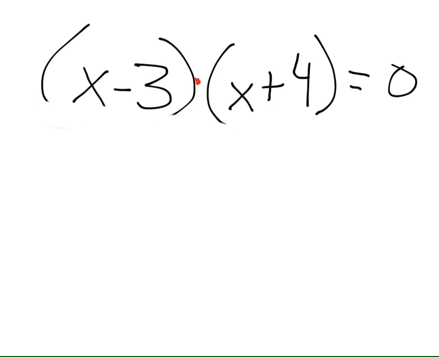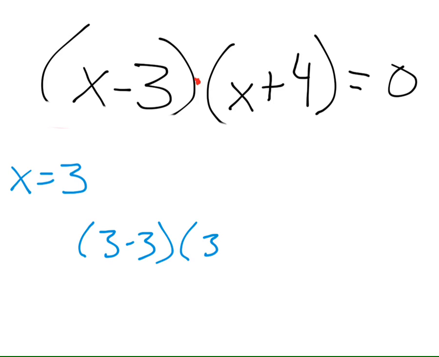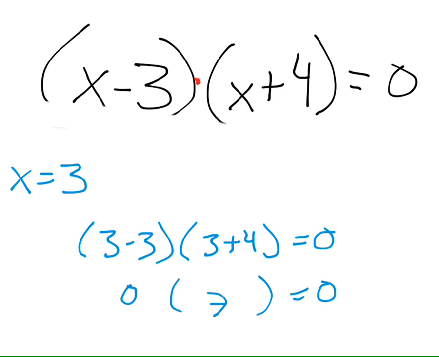So if I said x was 3, you would plug that in here, and you would get 3 minus 3 times 3 plus 4 equals 0. Well, this part's 0. And I could keep doing the work, but do I even care this is 7? I don't even care what that is, because I know since this part is 0, 0 times whatever this is is going to be 0, right? So that's one solution, because that's what makes this set of parentheses equal to 0, right?